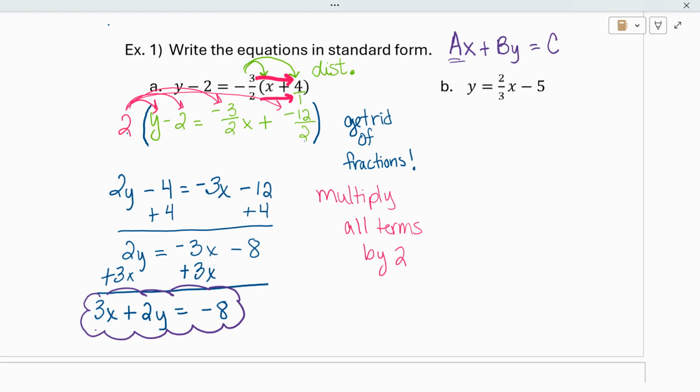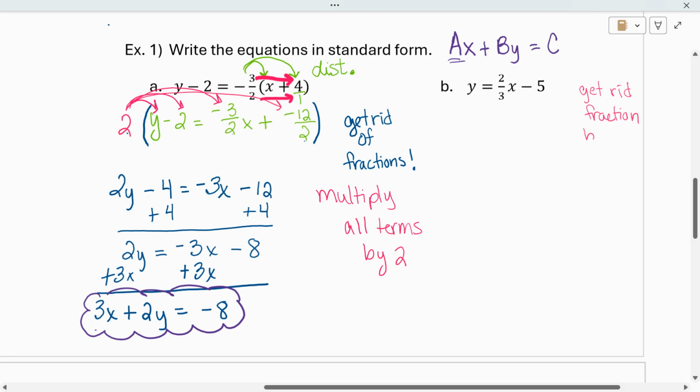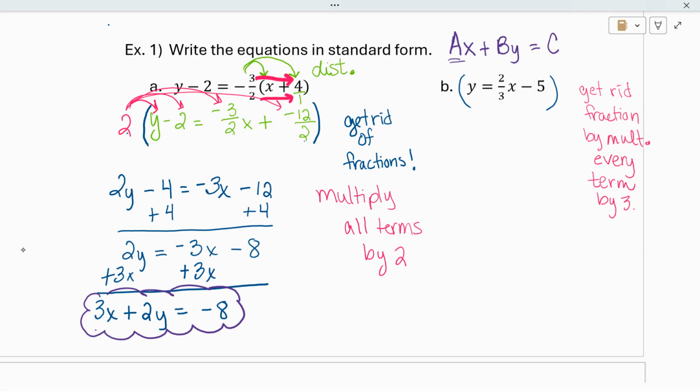Example B. So I don't have any parentheses. I don't have to do any distributing right off the bat, but I do have a fraction. How am I going to get rid of the fraction? Multiply it by 3. Good. So I'm going to write get rid of fraction by multiplying every term by 3. Every term gets multiplied by 3. So I'm going to put my 3 right over here, and draw my arrows this way.